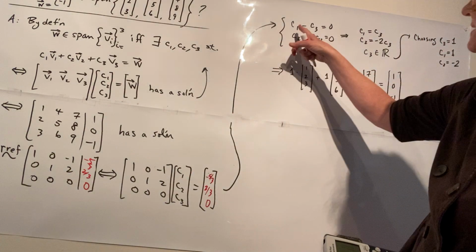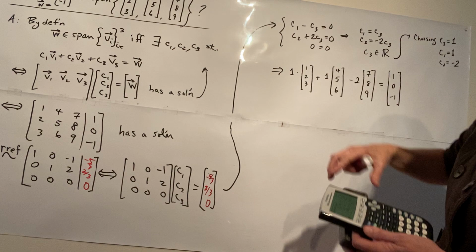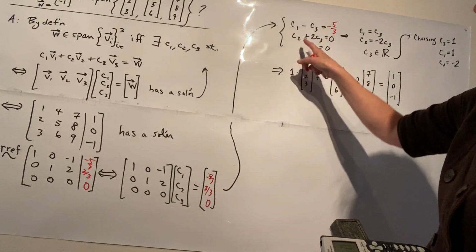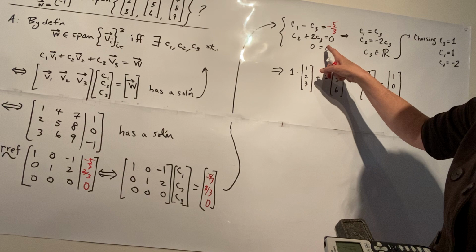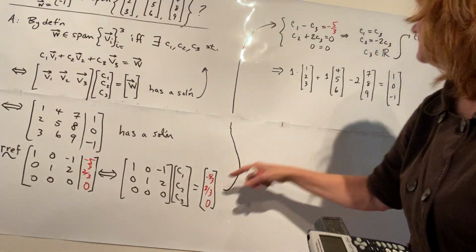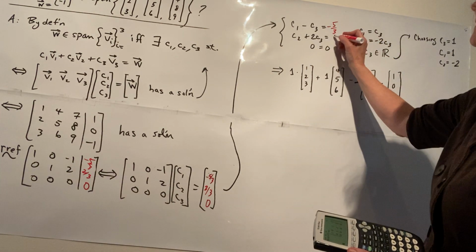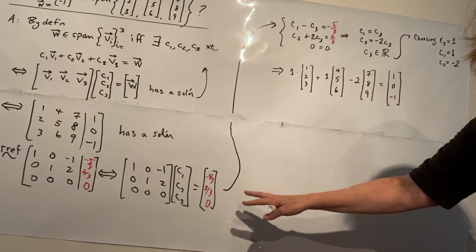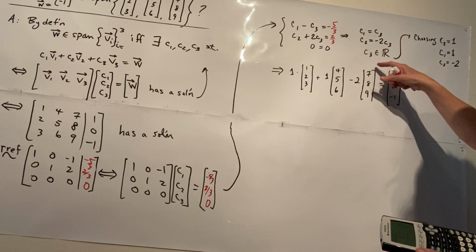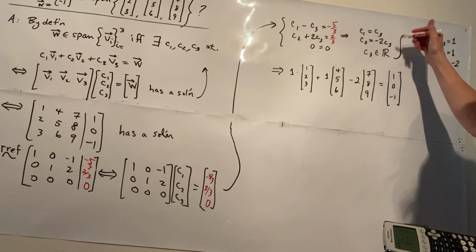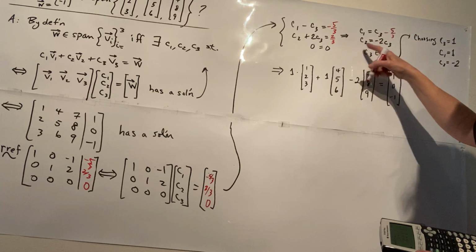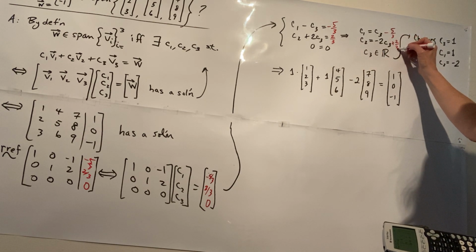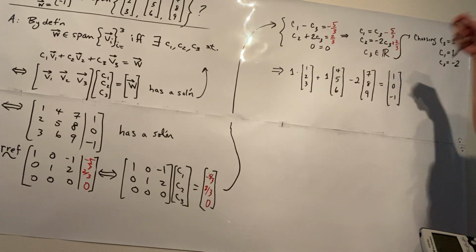So coming over here now, let's see. What does that say? C1 minus C3 is equal to -5/3. And 1 times C2 plus 2 times C3 is equal to 2/3. But we still have 0 is equal to 0, so that's good news. We have a consistent system. So what do I have here? C1 will be equal to C3 minus 5/3. C2 will be equal to minus 2C3 plus 2/3. And again, C3 could be any real number.